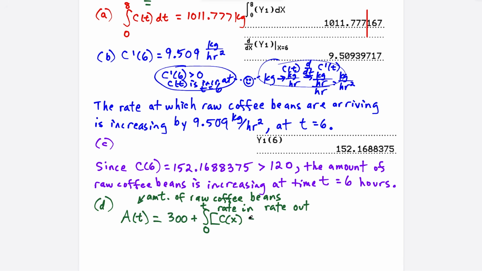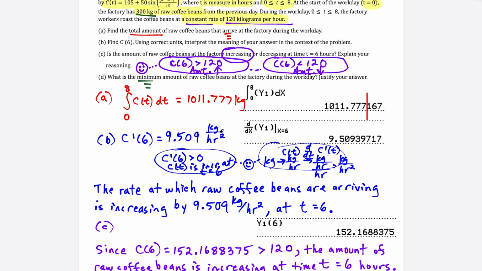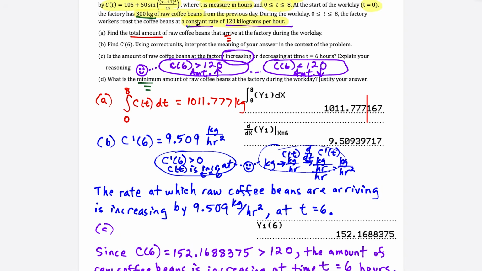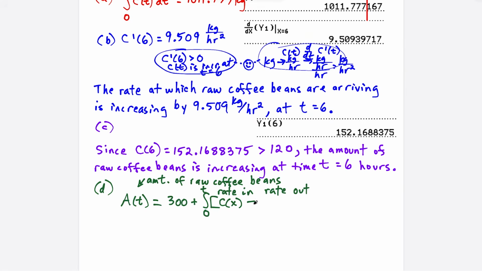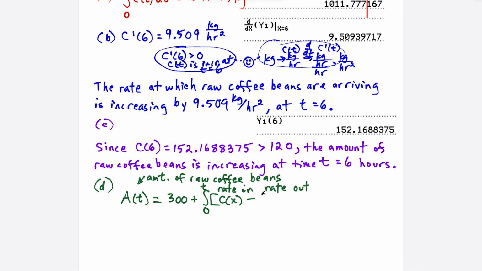And now let's think about what is the rate out. Well, they told us in the beginning that the workers are roasting coffee beans at a constant rate of 120 kilograms per hour. So that's going to be our rate out that we're going to write over here. So we have C of x minus 120. And now we could close this bracket here, and I'm just going to tack on a dx at the end.